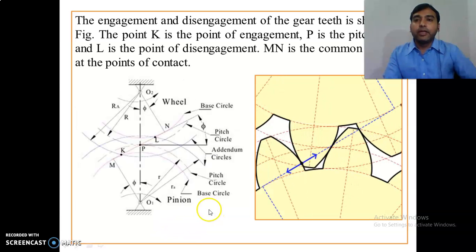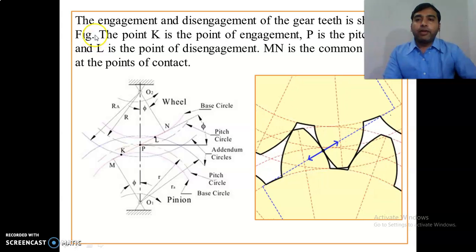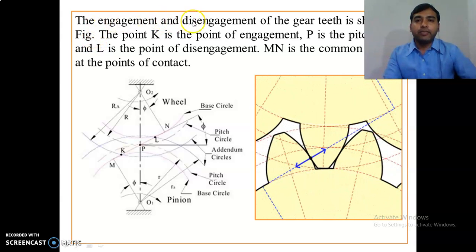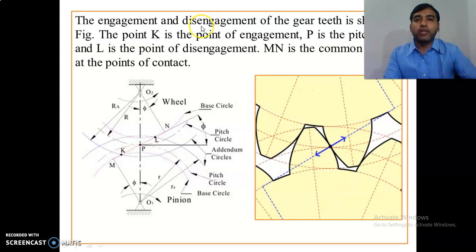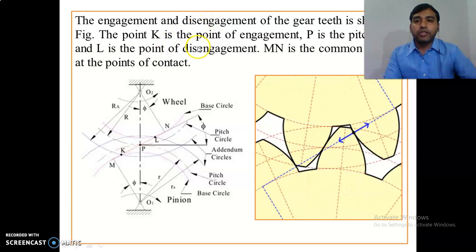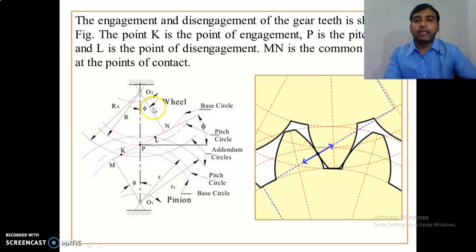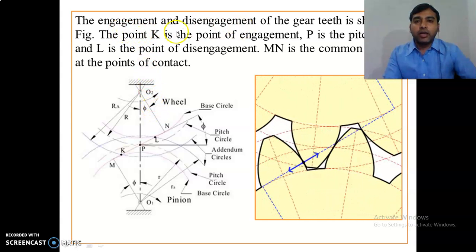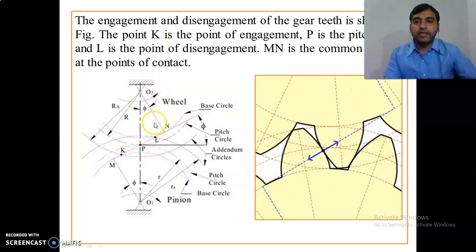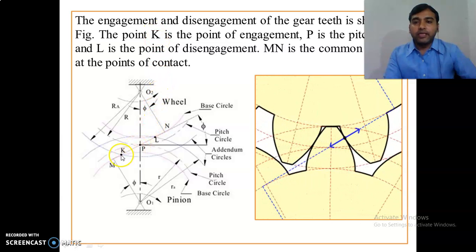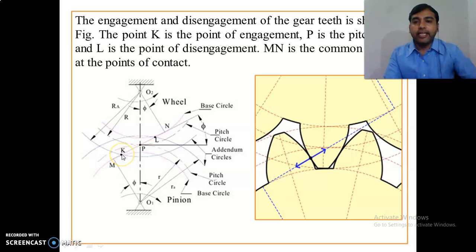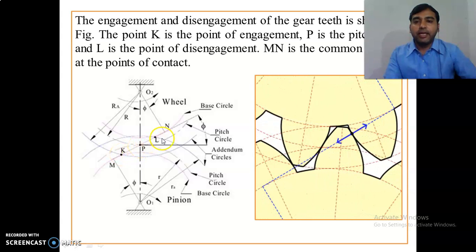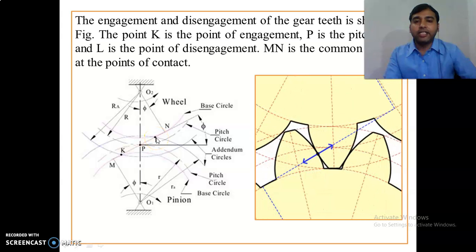So now what do we want to find? The velocity at the disengagement, engagement and pitch point. I mention all these points in this figure. So this is the K point, the engagement point. This is the pitch point P and this L is the disengagement point.